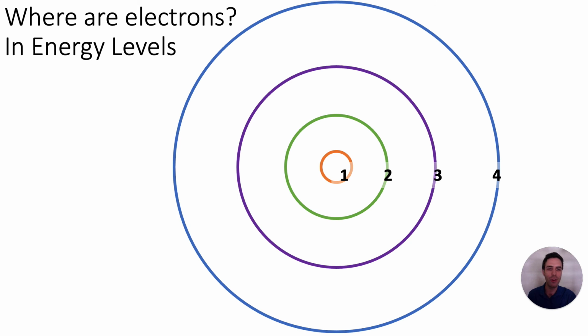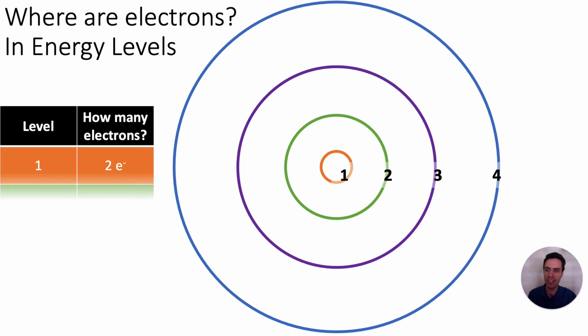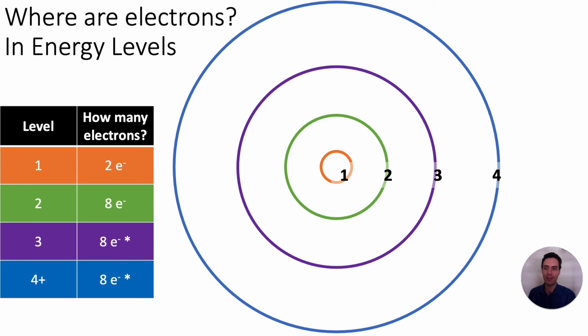Very quickly, the first answer is energy levels. The lowest energy level, level 1, has less energy. As you go out away from the nucleus, energy levels increase. Level 1 is full with 2 electrons, level 2 is full with 8 electrons, and the other levels 3 and higher are full with 8 electrons. There's an asterisk there, we'll come back to the reason why, but levels 2 and higher are full with 8 electrons.